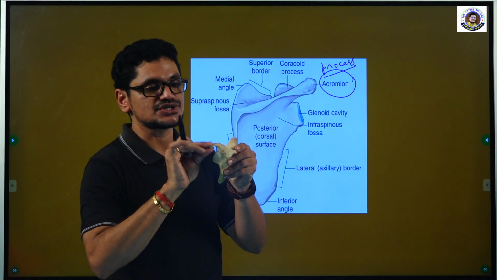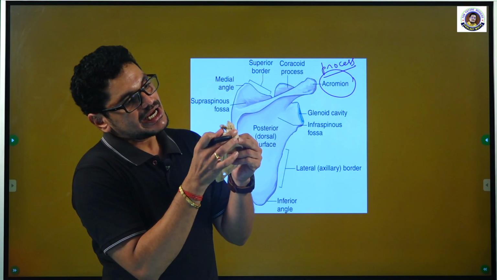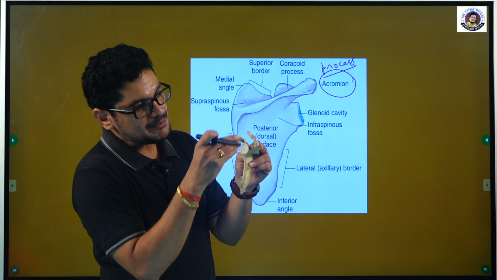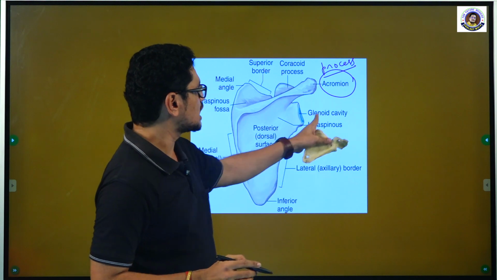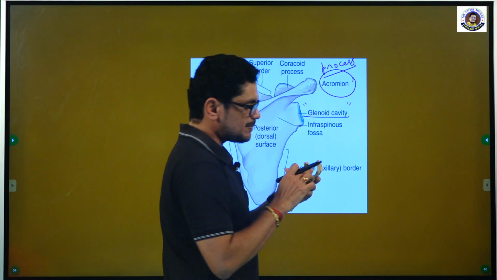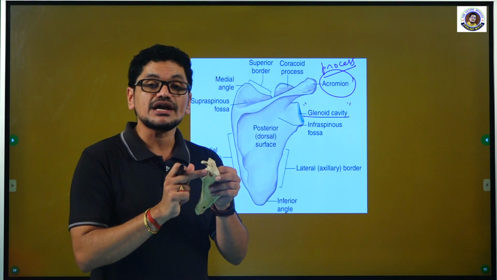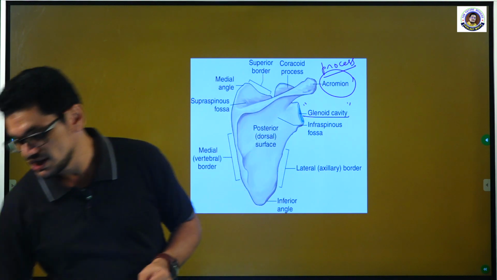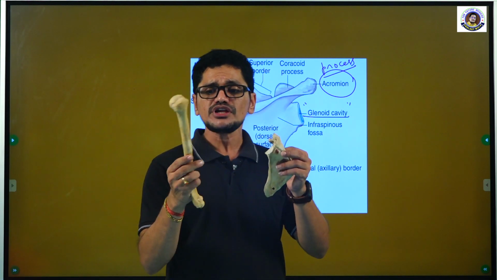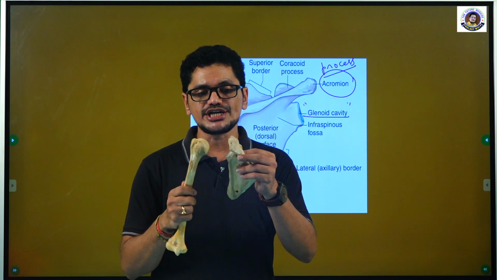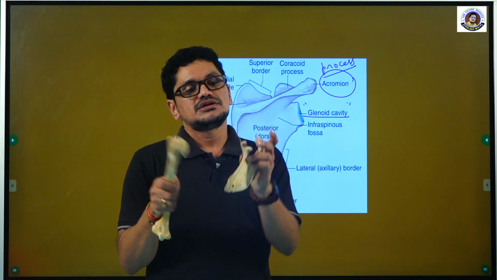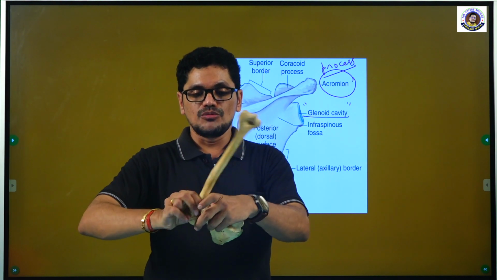This is the coracoid process. And now if you observe just at this joint, in this area, you can see a depression, and this depression is called the glenoid cavity. The glenoid cavity is the depression-like structure present here for the articulation of the humerus bone. Just now I showed you the humerus bone. This humerus bone articulates with the glenoid cavity, forming a ball and socket joint.